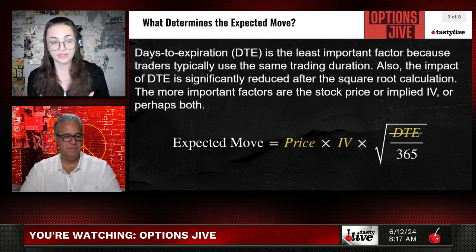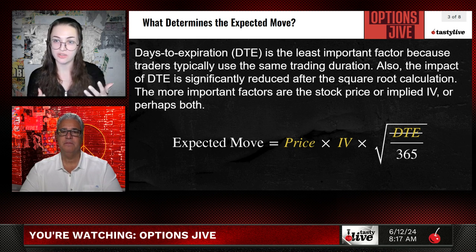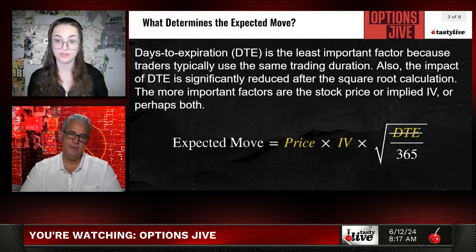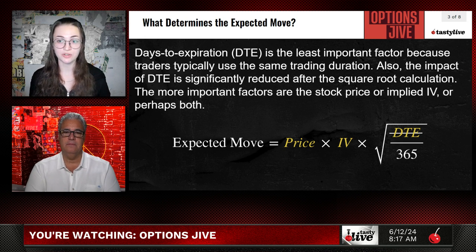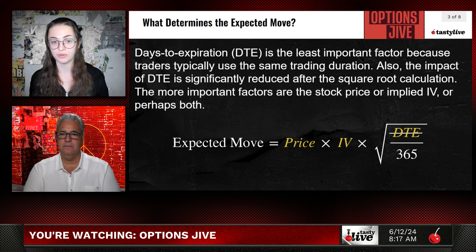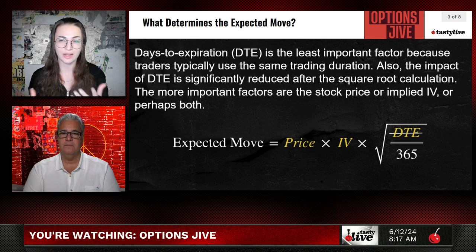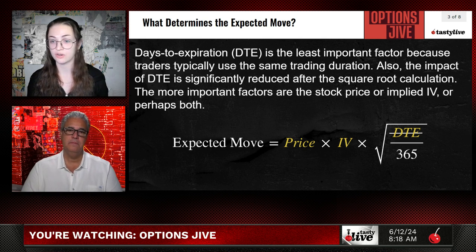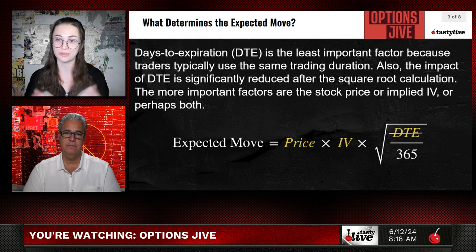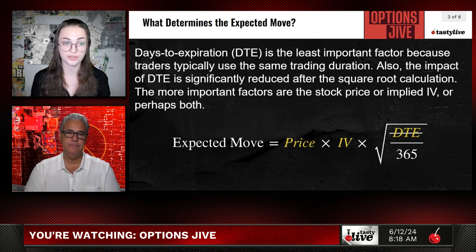Interesting argument here. Days to expiration is something we're going to consider to be the least important factor because traders typically use the same trading duration. We have mechanics around 45 days, maybe between 30 and 60 days, which may not change the calculation too much. So to simplify things, we can really look at price and IV to estimate our expected move and take DTE out of it if we're assuming there's not going to be a ton of variability in the durations that we're going to look at, which is an interesting argument. So here, price and IV are really the factors that we want to take into consideration in this calculation.